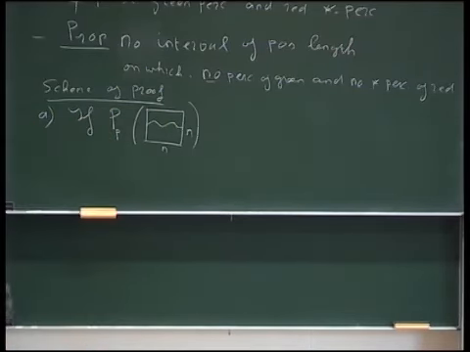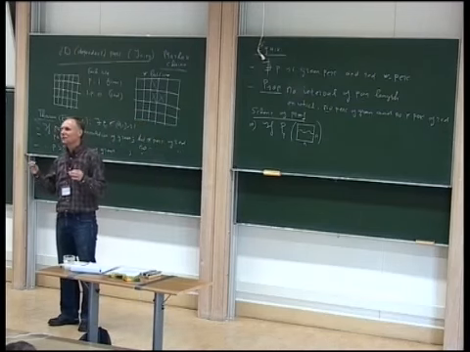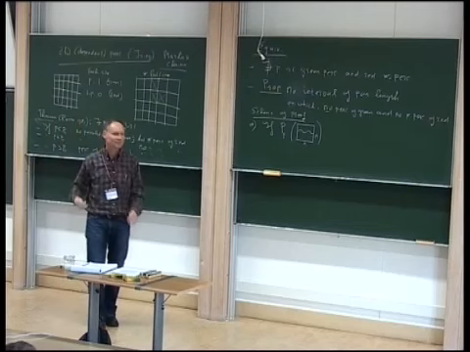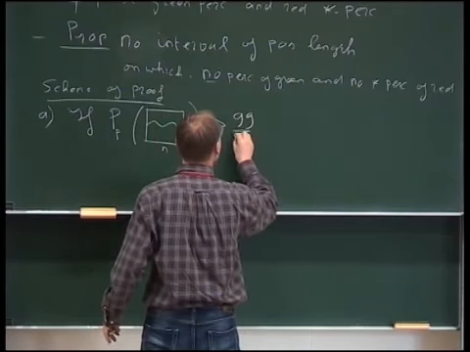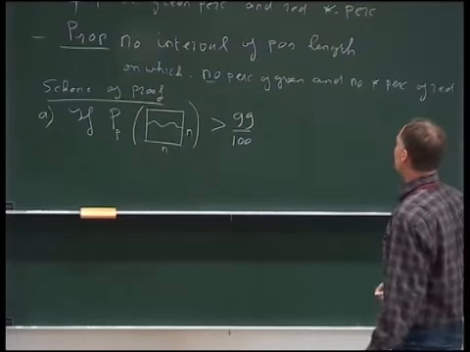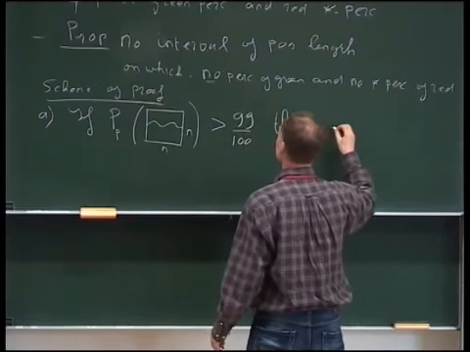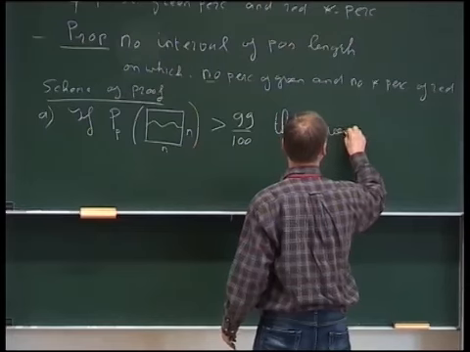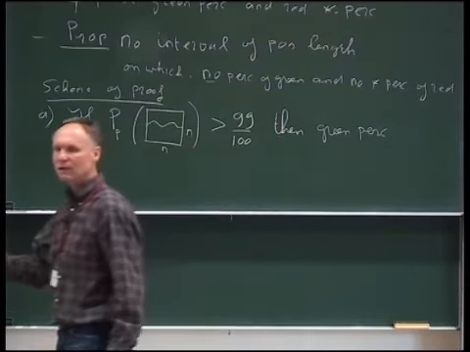And if this probability is big enough, so there is some absolute constant, and I don't know what it is, let me call it 99 over 100. So don't pin me down on this number. So if this holds, then we have that green percolates. So with probability 1, there's an infinite green cluster on the ordinary lattice.